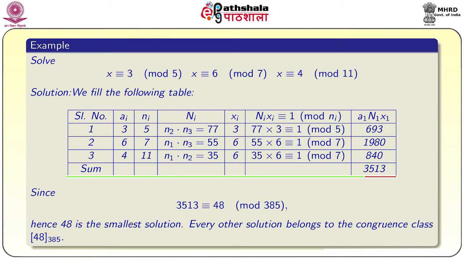And then we will also calculate x1, x2, x3, the inverses of capital N1, N2, N3 modulo small n1, n2, n3. So, the total sum is going to be 3513, which is congruent to 48 modulo 385.